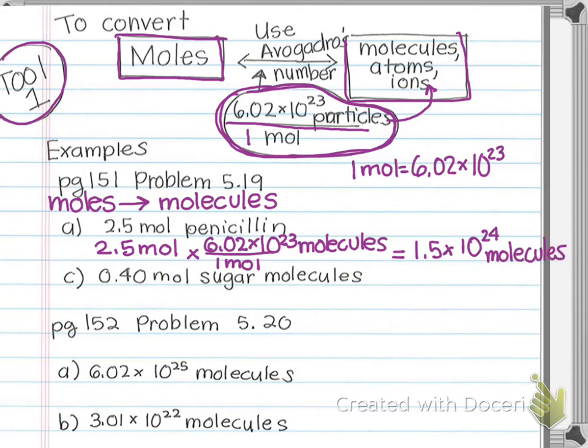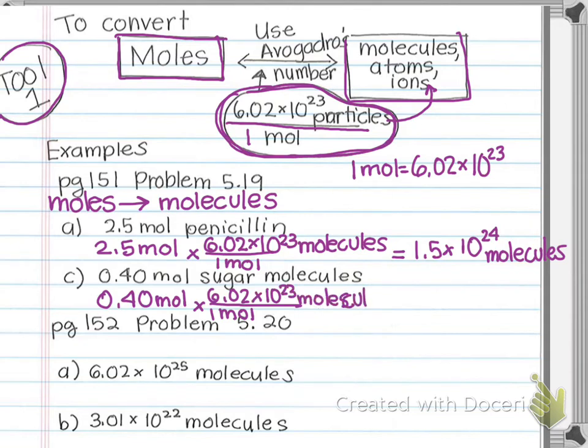Now, something interesting here: in the problem, letter A says it's 2.5 moles of penicillin. But notice it didn't matter if it was penicillin. The only thing that really impacted this was that I had 2.5 moles. So the next one gives me 0.4 moles of sugar molecules. So I know I have 0.4 moles. If I'm going to use Avogadro's number, I'm going to put the 1 mole on the bottom, and the 6.02 times 10 to the 23rd molecules on the top, the numerator.